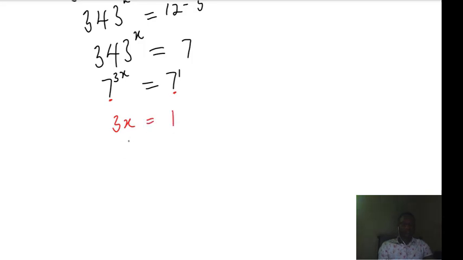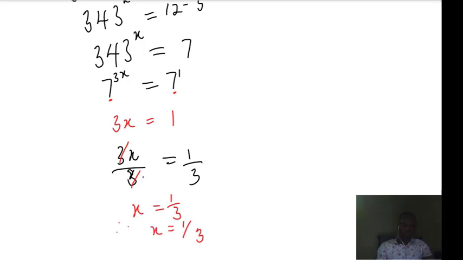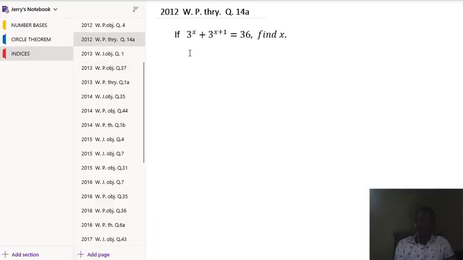So we have 3x equal to 1. Now we are solving for x, not 3x, so we divide both sides by the coefficient of x, and that is 3. So we have 1 over 3. The 3 cancels the coefficient of 3, then we have x equal to 1 over 3. This is how you solve for the value of x.